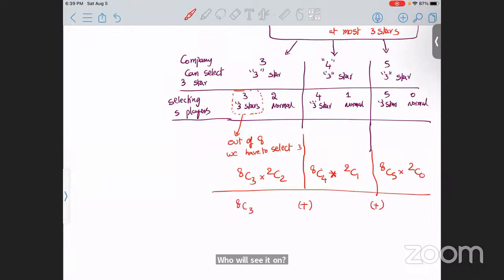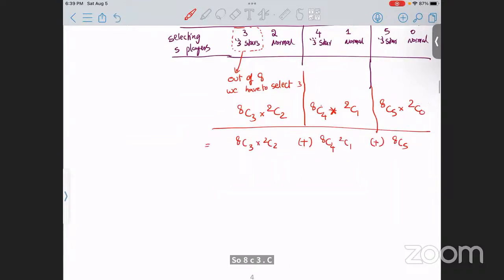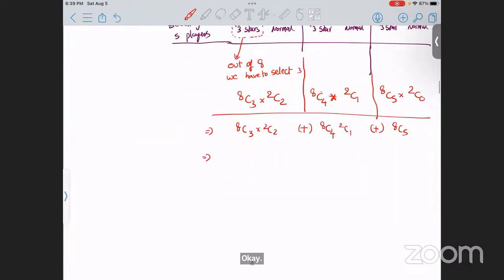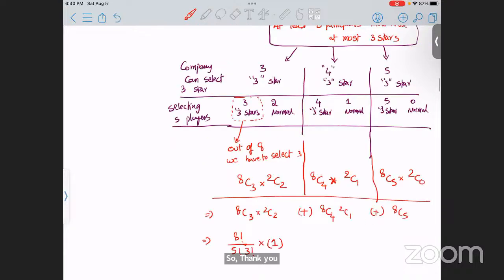So 8C3 into 2C2, 8C4 into 2C1, 8C5 into 2C0. Right? 8C3 means 8 factorial by 5 factorial into 3 factorial. Sir, can you explain 2C2? It means 1. Someone is asking now.